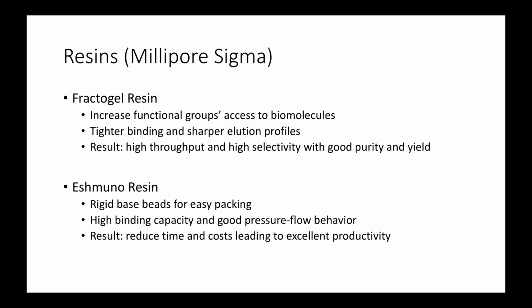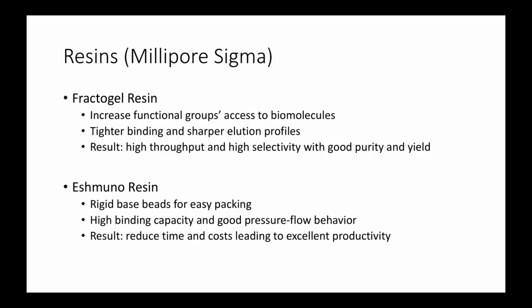So looking at the manufacturer's website, which was Millipore Sigma, they have two that they were talking about. The first one was called a fractogel resin. This one basically has a really good accessibility for functional groups to the biomolecules. This allows for a tighter binding for those molecules to the stationary phase, and thus a sharper elution profile. So the result of using this type of resin would be a high throughput and high selectivity with good purity. If you're wanting really accurate results, the fractogel resin is a really good one to use, but it is more time consuming and cost consuming.